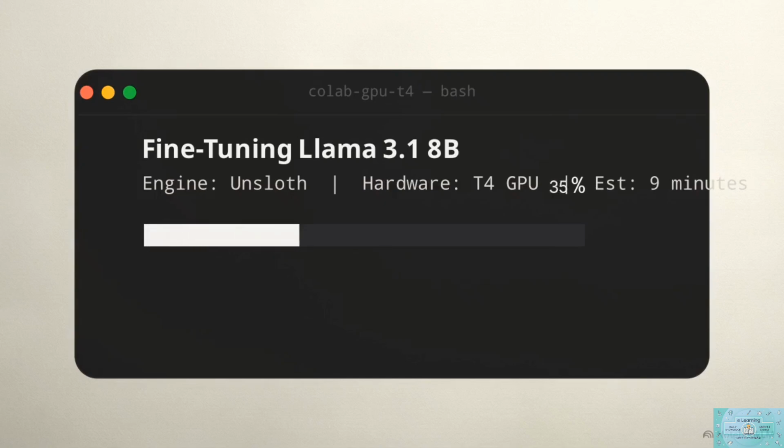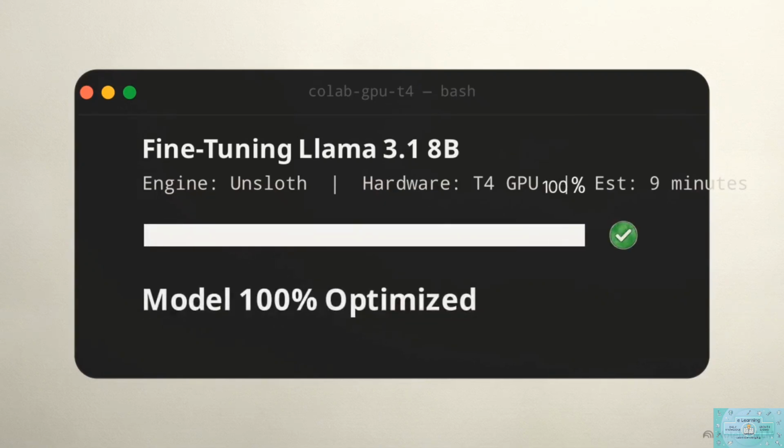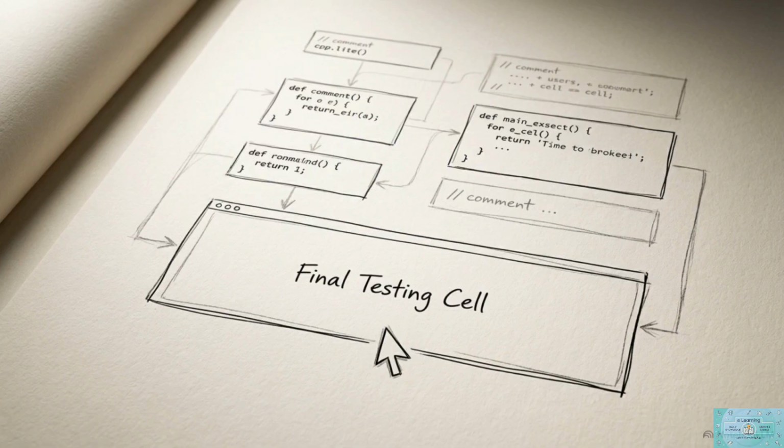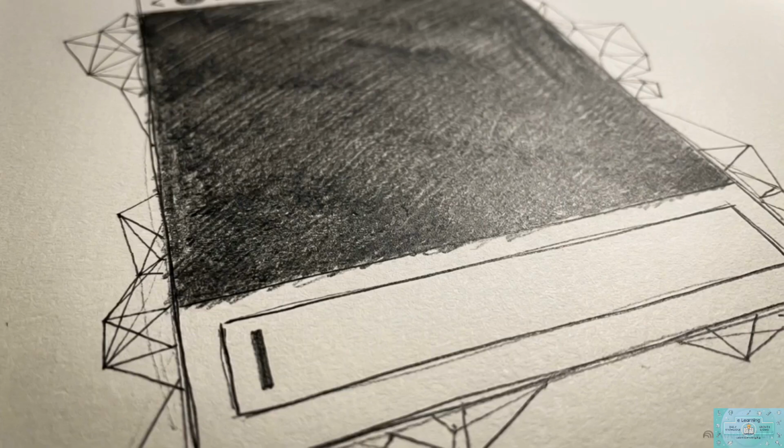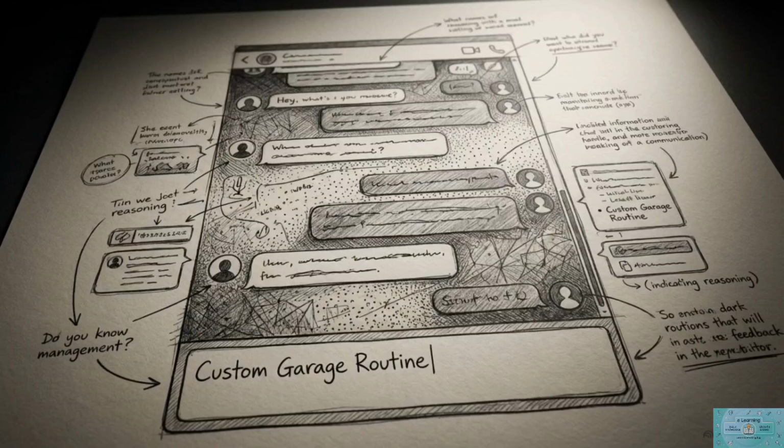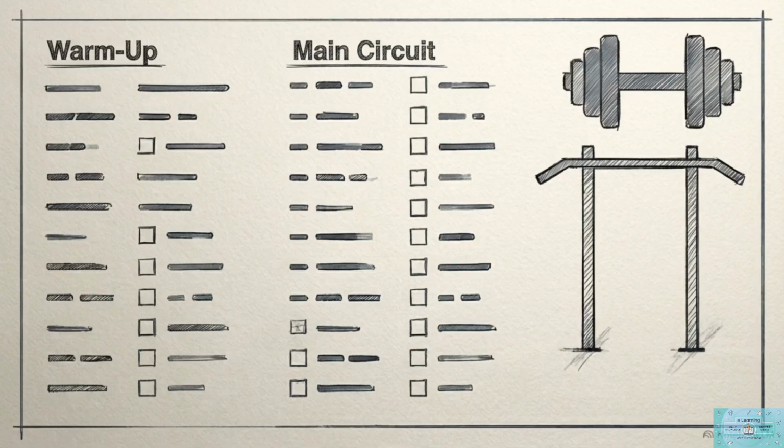After about 9 minutes of processing, the training is complete. We can now navigate to the final testing cell to verify the model's performance. We will input a prompt that the model hasn't seen yet. Give me a 30-minute garage workout limited to a pull-up bar and dumbbells. The live output shows the result.